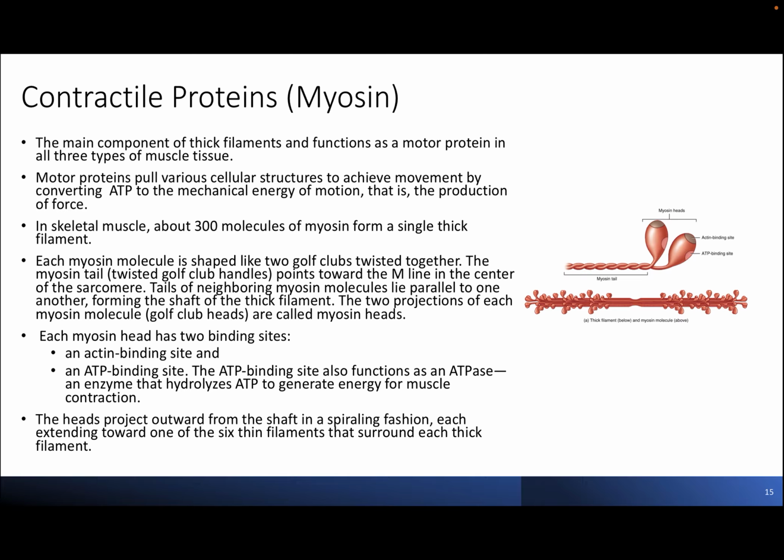So these are pretty cool. We've got two main contractile proteins: myosin and actin. Now, myosin is going to be the major player in the thick filaments. And this is going to be our motor protein in all three types of muscle tissue.